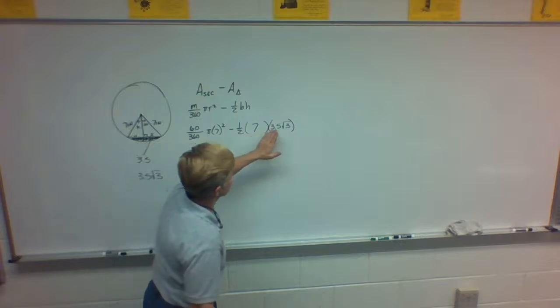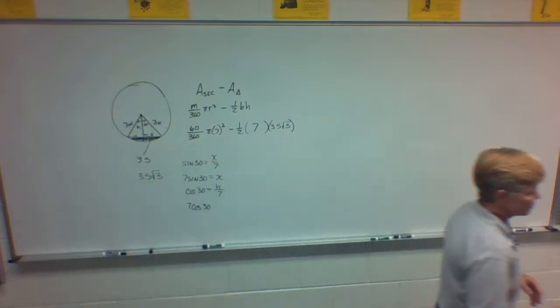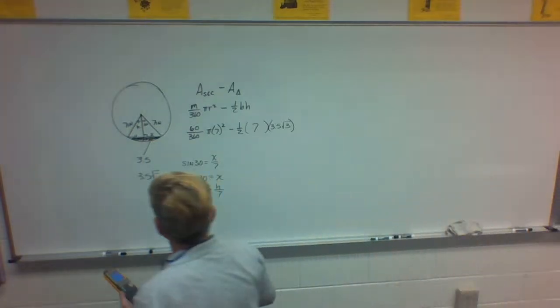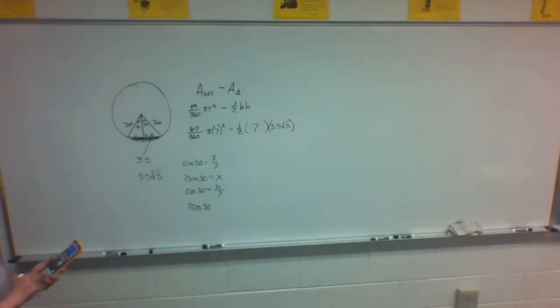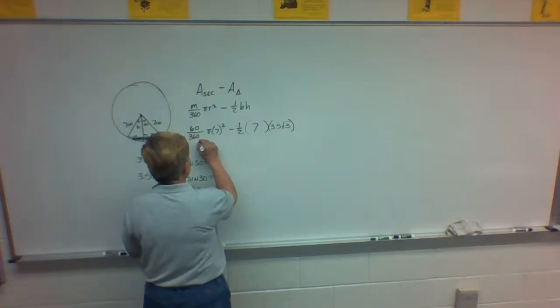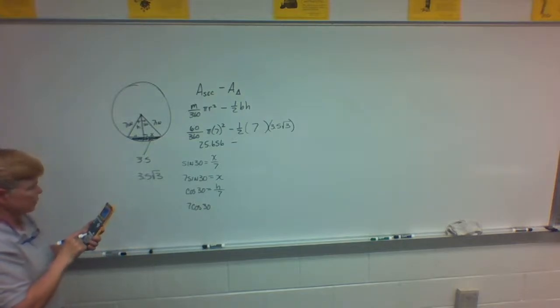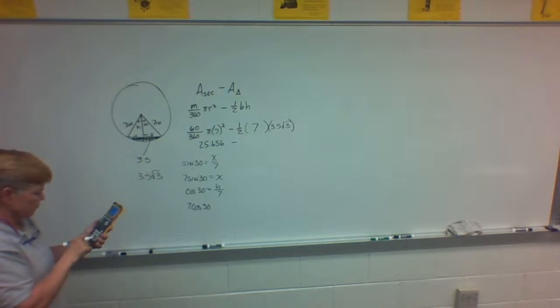You put the values that you get in here, and then we grab a calculator and see if we can manage to handle the calculator. This is quite a bit of calculating here. 60 divided by 360 times pi, parenthesis, 7 close it squared. I'm going to hit enter there. That's 25.656. Then I'm going to do that one. 0.5 times 7 times 3.5 square root of 3.